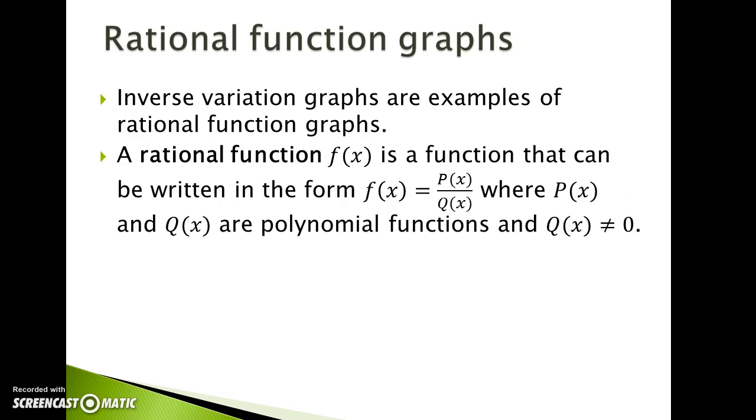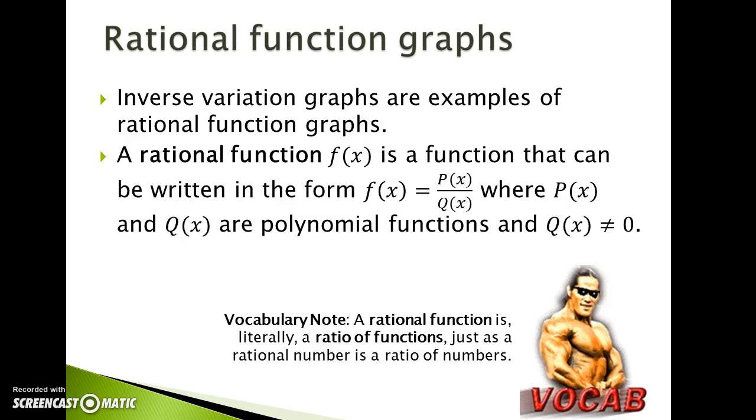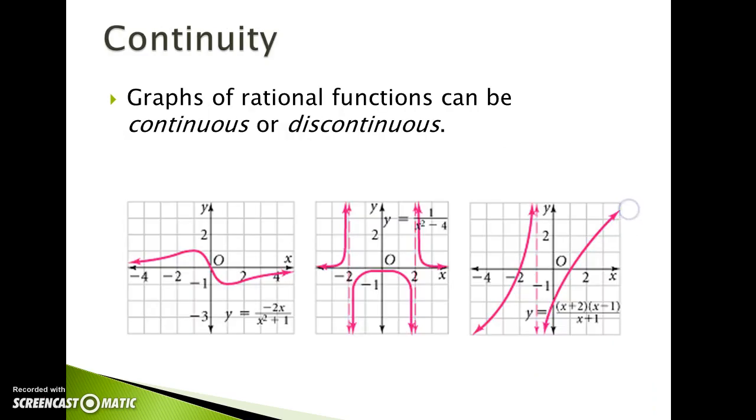Inverse variation graphs are examples of rational function graphs that take that funny shape. A rational function is all of this stuff here. But basically, in easy terms, a rational function is a ratio of functions, where you have a function on the top and a function on the bottom. And that's the definition that you need to know. A rational function has a function on the top and a function on the bottom.